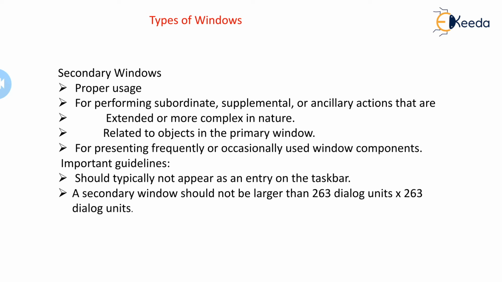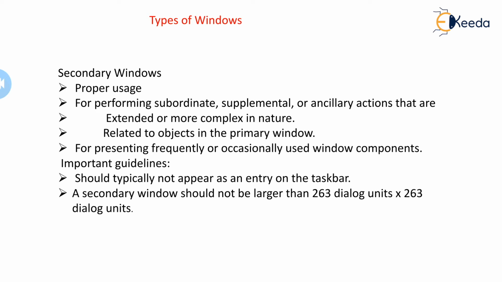And proper usage. Although secondary windows share many characteristics with the primary window, they also differ from primary windows in behavior and use. Microsoft Windows has several types of secondary windows: dialog boxes, property sheets, property inspectors, message boxes, palette windows, and pop-up windows. Then there is a guideline.